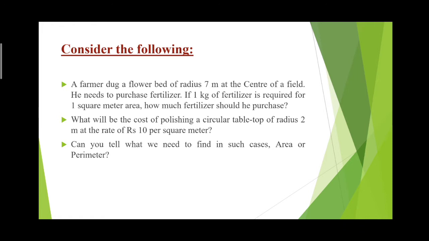And case 2 is, what will be the cost of polishing a circular tabletop of radius 2 meters at the rate of 10 rupees per square meter? Can you tell what we need to find in such cases, area or perimeter? In such cases, we need to find the area of the circular region. Let us find the area of a circle.